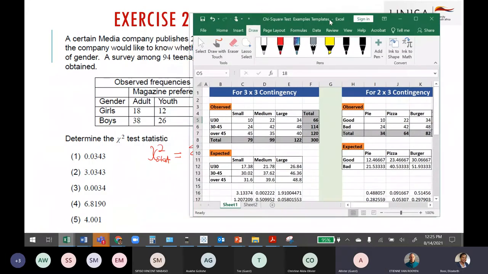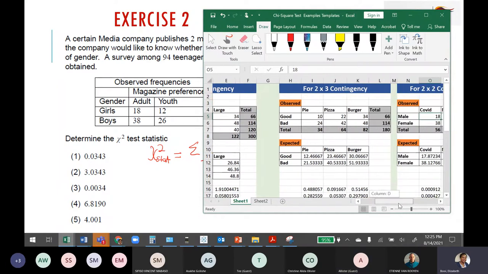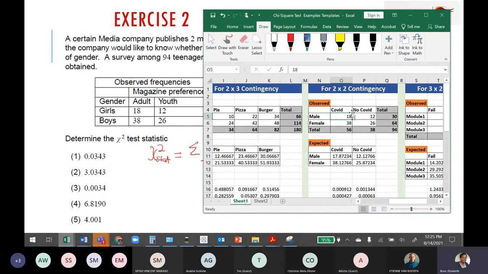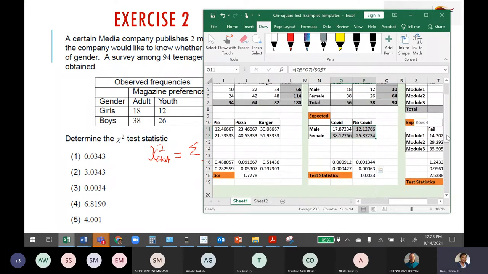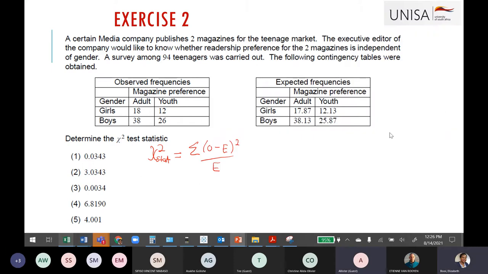Yes, so if you look at it, it's a 2x2 contingency table. If I go to the 2x2 and I add all the values, so I have the observed values, it calculated quickly the expected values and it did all the calculation, and that is the answer that we have. Okay. So that will be option number three.